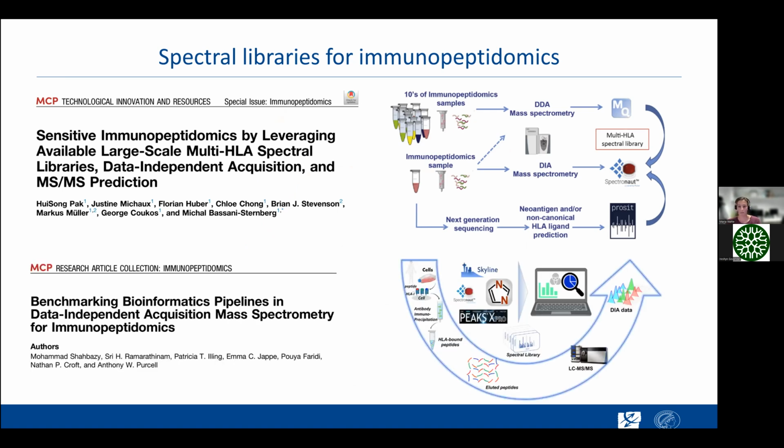Or also another publication, really nice, about benchmarking the bioinformatics pipelines for DIA analysis, which included de novo sequencing as an option to add more peptides to the library. But what both of these have in common is that they basically use measured libraries, so it's a really time-extensive and sample-extensive process. And as I said in the beginning, it's hard to get those samples. So what we thought about was using predicted spectral libraries.